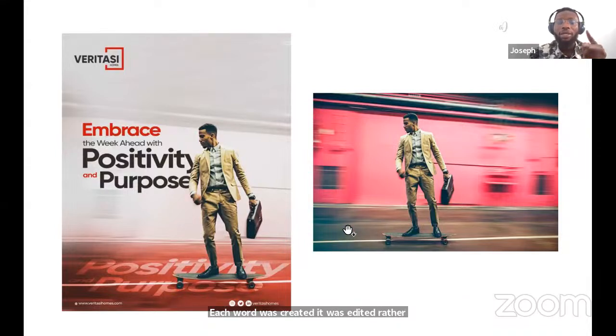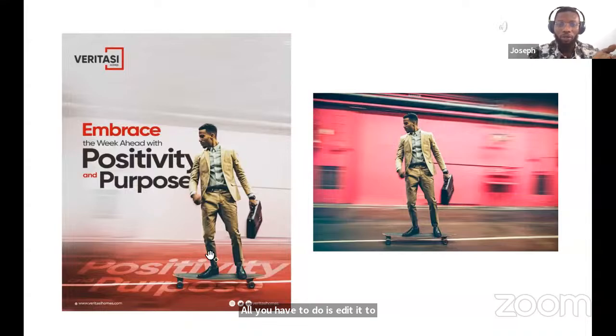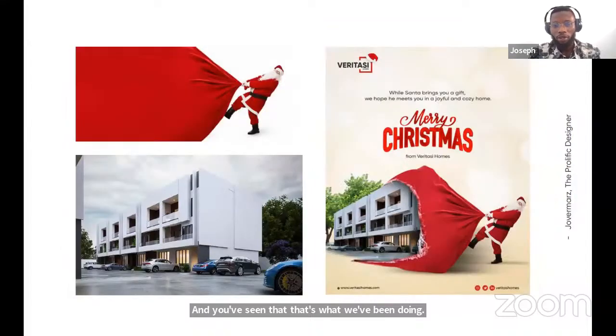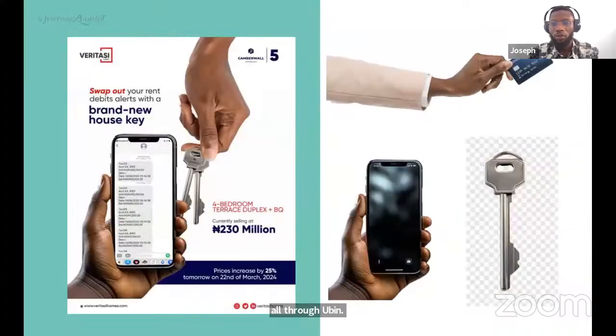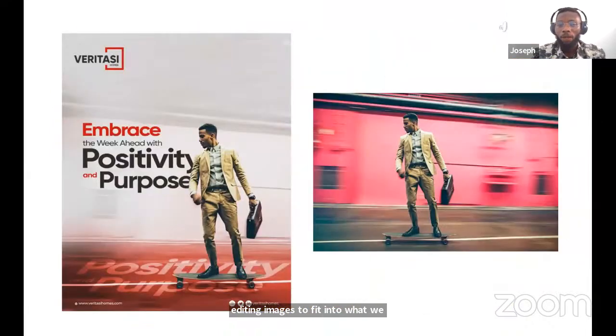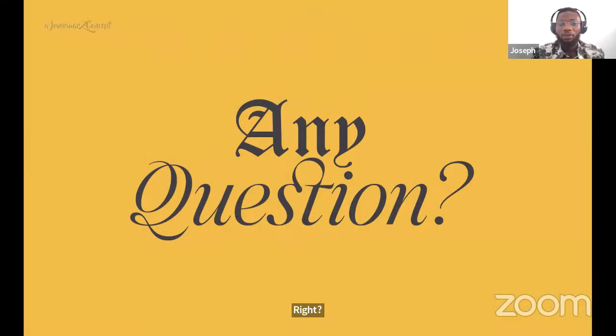And I remember mentioning that if you get an image that looks like what you want, but does not give you exactly what you want, all you have to do is edit it to fit into what you want. And you've seen that that's what we've been doing all through. We've been editing images to fit into what we want. Right? So, any last questions?